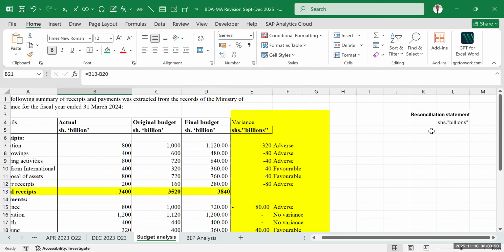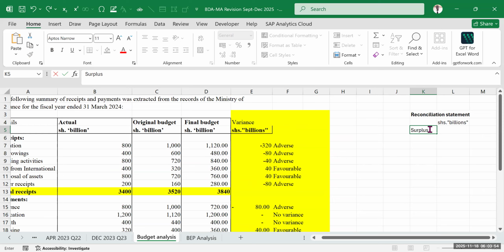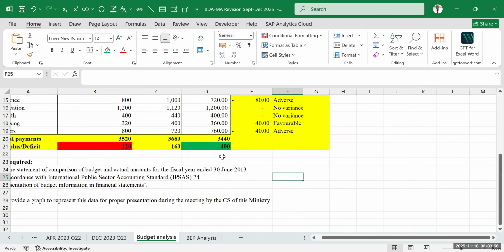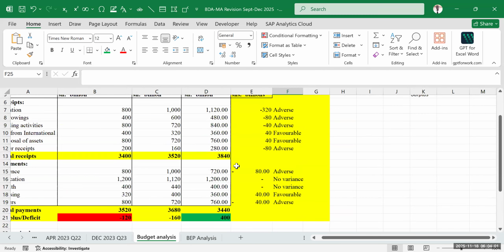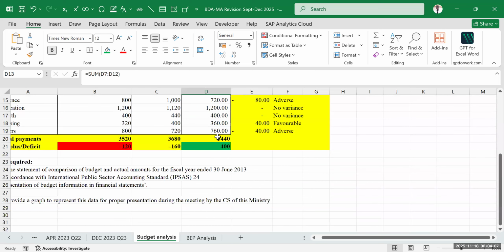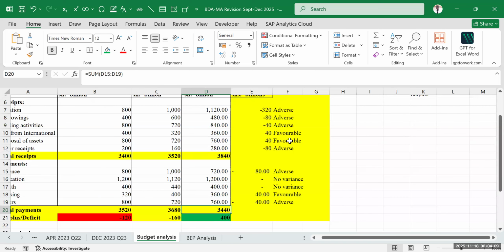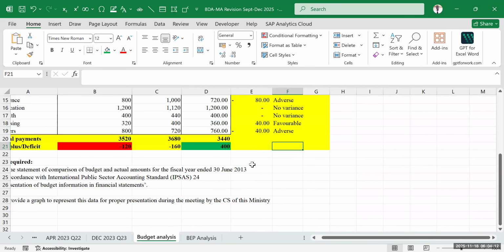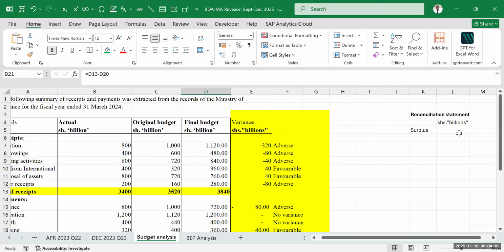Now let's come and reconcile those statements. So we expected the reality of having a surplus. Why am I talking about a surplus? I'm talking about a surplus because in our budget, we budgeted to receive 3840 billion. And we budgeted to spend 3440 billion, meaning we expected to have an excess or a surplus of 400 billion. So that is where we start from. Expectation, then we come to reality.